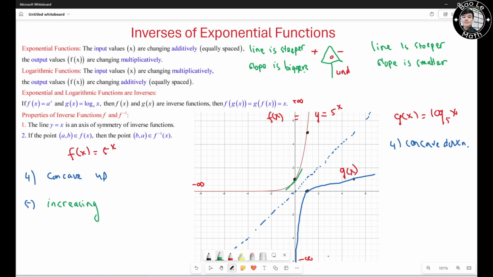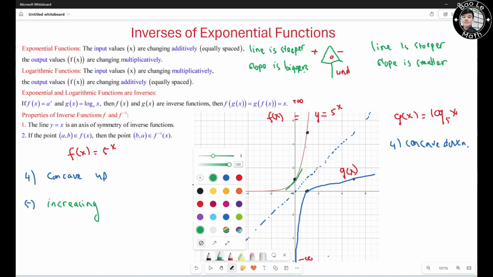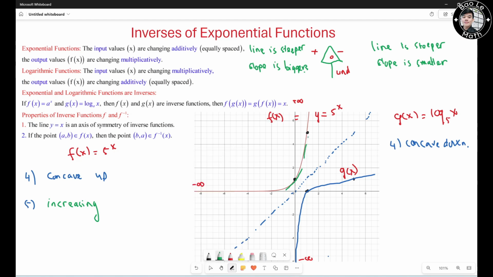Alright, now we're going to see if the function is increasing at an increasing rate or decreasing rate. So we keep drawing tangent lines, and we see that the tangent line is getting steeper and steeper, which means the slope is bigger and bigger. So the function is increasing at an increasing rate.